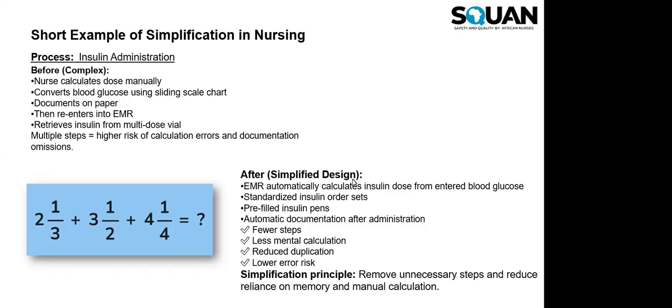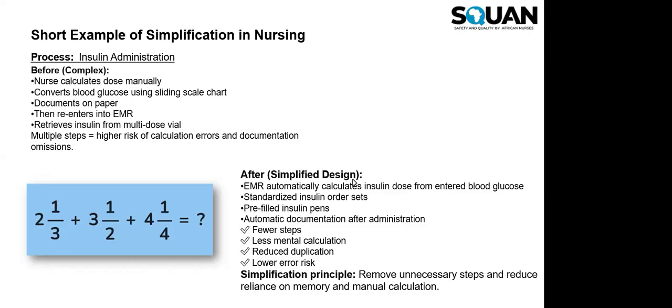Meanwhile, we can simplify the design, right? We can automate our EMR to calculate the insulin dose. Once we enter the blood glucose into the system, it can automatically tell us what the dosage we should give, right? Standardize insulin orders, as we've said, refill the insulin pens. So all you have to do is set the pen, administer, and you don't need to start counting whether it's 10 mils or whether it's 2 mils or something. Also, automatic documentation after administration. The barcoding system can help do that.